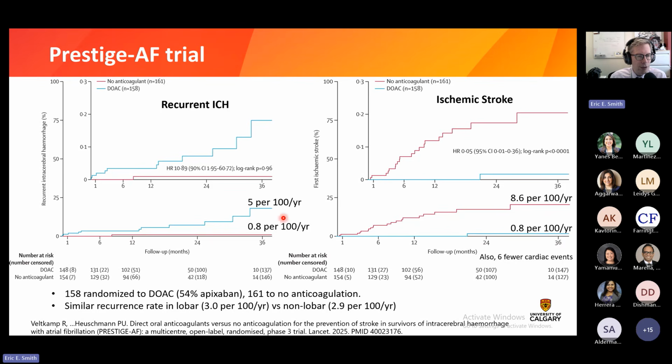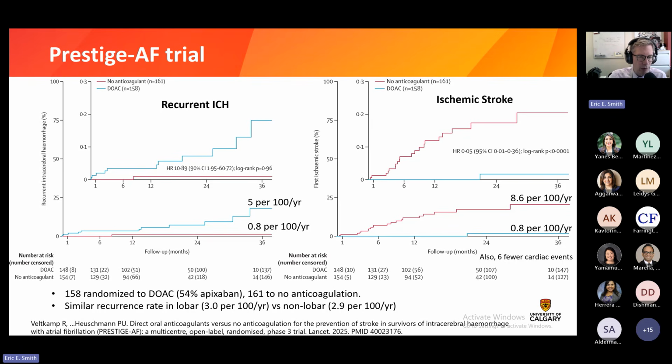But the problem is you caused an extra 4.7 hemorrhages per year with an anticoagulation strategy. So now you prevented more ischemic strokes than hemorrhagic strokes that you caused with anticoagulation. The challenge, of course, is that hemorrhagic strokes tend to be worse than ischemic strokes. So we don't know on balance whether this strategy was the right strategy.